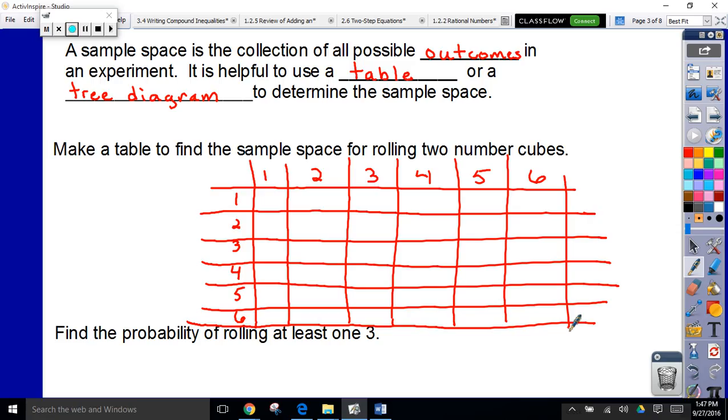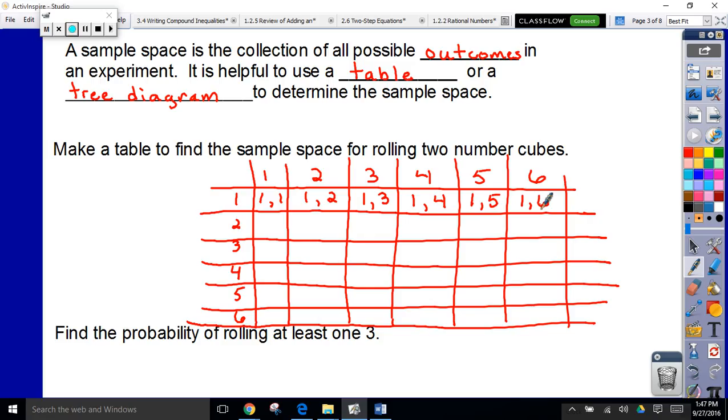First possibility is I could roll a 1 on the first cube and a 1 on the second cube. So I could have a 1 and a 1. Then I could have a 1 on the first cube and a 2 on the second cube. So I could have a 1 and a 2. I could have a 1 and a 3, a 1 and a 4, a 1 and a 5, a 1 and a 6. What do you think I would write right here?